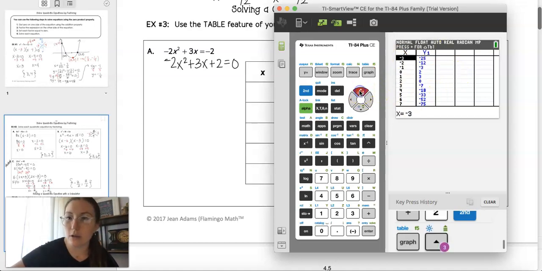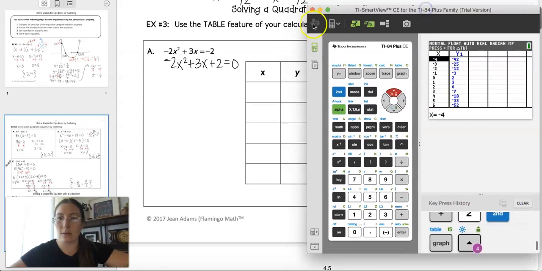So let's go ahead and scroll up a little bit. Hopefully you guys can see. In between 0 and -1, it's switching from positive to negative. And then between 2 and 3, it goes from 0 to -7. So it's switching between positive and negative. So we're going to go ahead and write those numbers down.